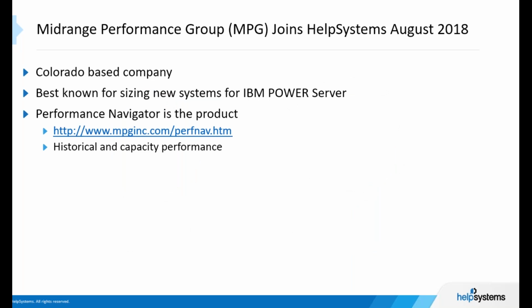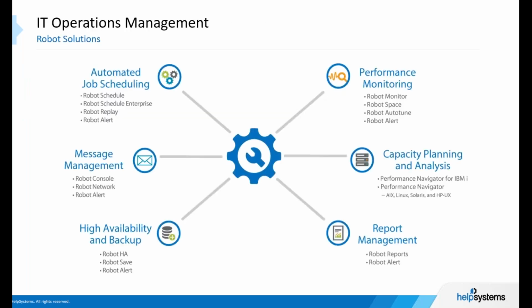So let's first of all mention the fact that yes, Mid-Range Performance Group was acquired by Help Systems just in August. It's a Colorado-based company that has been doing performance analysis and capacity planning for many years. And of course, the Performance Navigator tool has been used for doing sizing of new systems, whether you know it or not. It could be that one of your hardware vendor partners may have used the Performance Navigator tool to determine what size of server you need to go with.